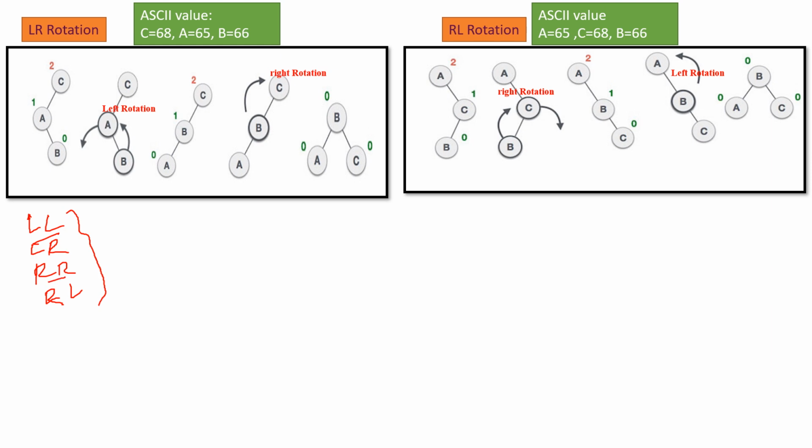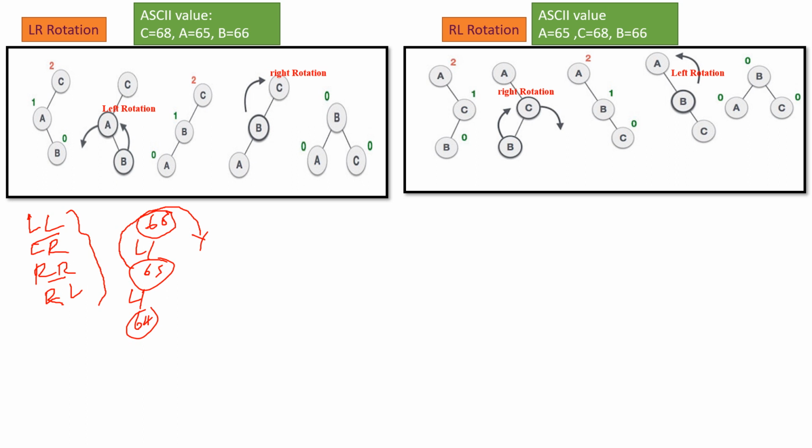Suppose you are getting 66, 65 and 64. So this is nothing but an LL rotation. In LL rotation, you are performing a right rotation from the middle node. That's very easy. You get it in a single step.